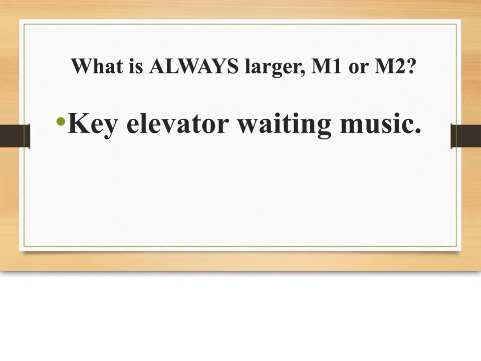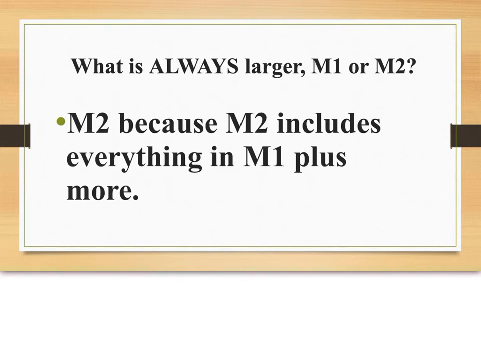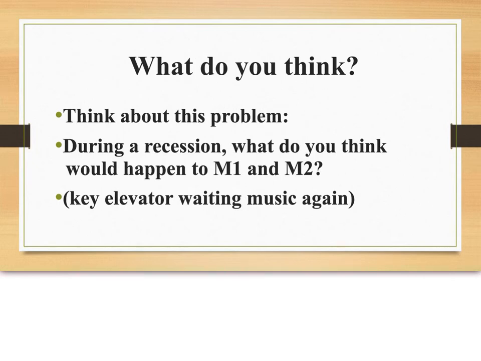So as review, what's always larger, M1 or M2? That's right, M2, because M2 includes everything in M1 plus some more stuff. So now, see if you can think about it. During a recession, what do you think would happen to M1 and M2? Is something going to grow larger? Is something going to get smaller? Think about what M1 and M2 are all about and try to come up with a reason for what's going to happen to M1 or M2 during a recession. I've talked about it in the past, and I almost gave you the answer there, but try to come up with something. So cue the elevator, waiting music, or you can make your own, hit pause, and try to think of something.